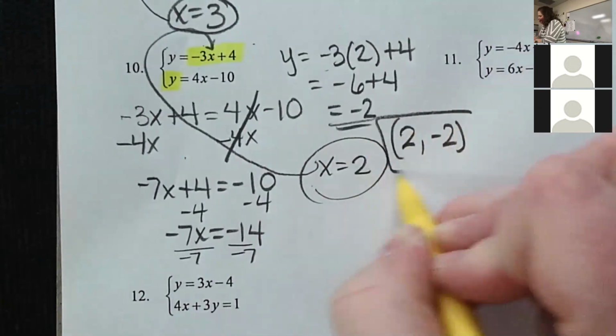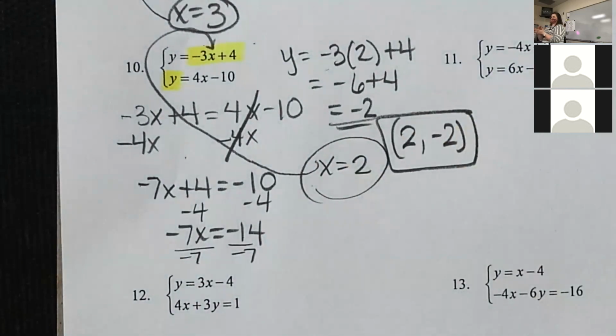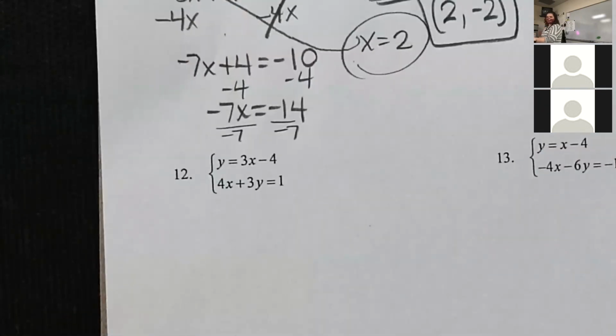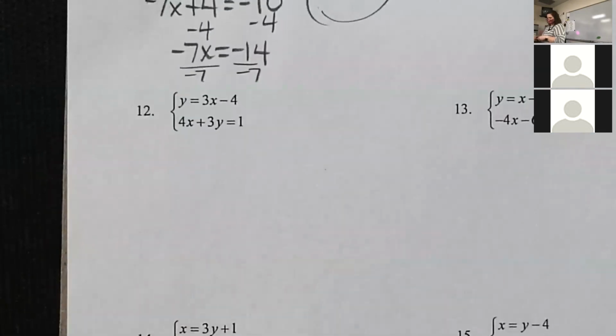Now, make sure you're always doing x comma y, okay? Sometimes you're gonna solve for y first. Don't put that one first. You gotta do x comma y, okay? You have to actually check for that. We'll do one more together. Just make sure you're all on the right track, and then I'm gonna let you mosey along. It's only one side. Yep, mosey, yes.